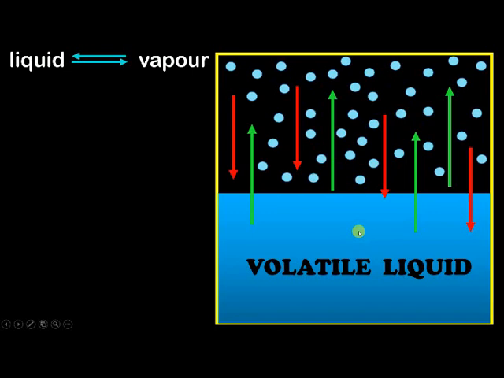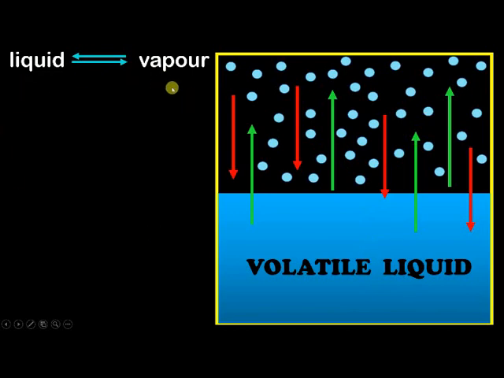Let me repeat again. The amount of liquid getting converted into vapors will be equal to the amount of vapors getting converted back into liquid, which means that if 10 moles of liquid gets converted into vapors, then the same amount, that is nothing but 10 moles of vapor, will also get converted back into liquid. So this is what happens at a dynamic equilibrium.